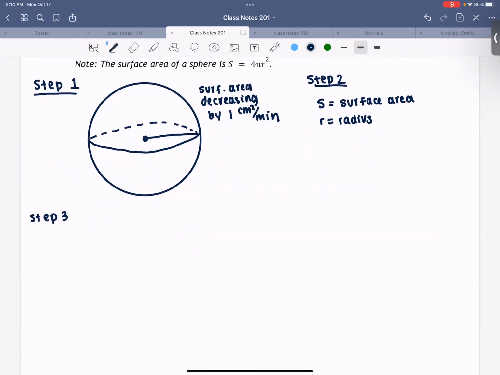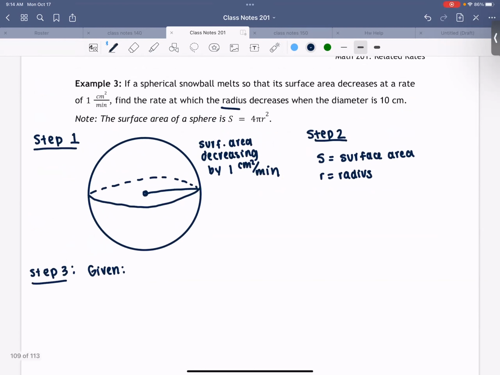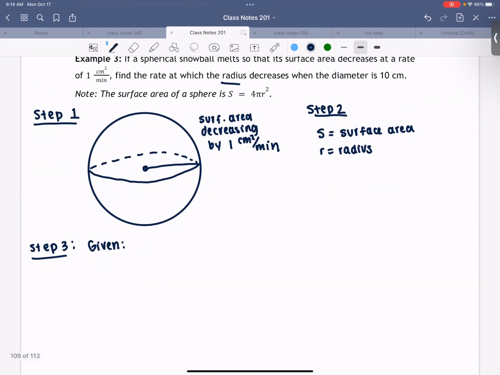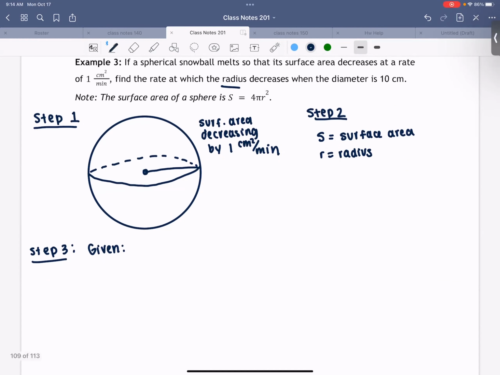Here's where things get a little bit more interesting. We have to think a little bit harder for this. Okay, step 3, we have to figure out what we're given, and we also have to figure out what we want to find. So what change or what derivative is the question giving us in this example? Giving us the rate of surface area decreasing by 1 centimeter squared over. Perfect.